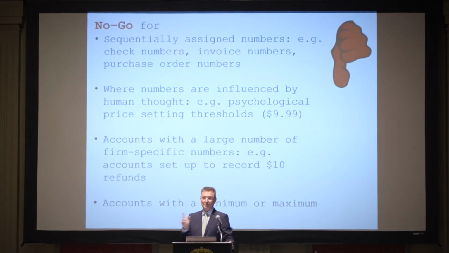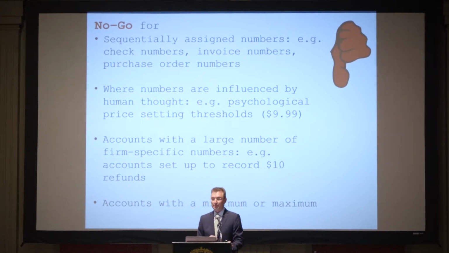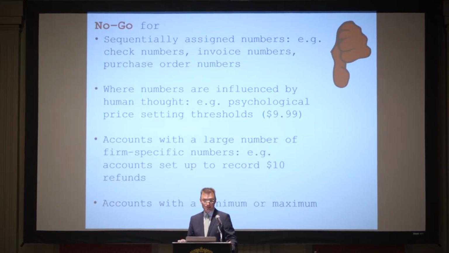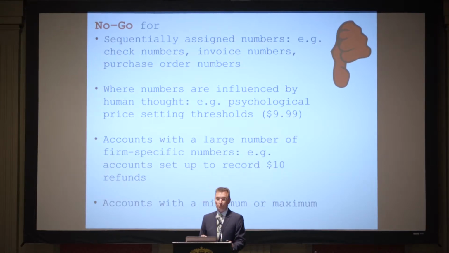Conversely, what this technique does not work well with, the types of data are sequentially assigned numbers, such as your purchase orders, your check numbers, invoice numbers, numbers that are influenced by human thoughts, like a psychological component, like it's $9.99, accounts with a large number of firm-specific numbers, such as $10 for refunds or dog licenses or marriage licenses, where it's always the same amount for each transaction, as well as accounts that are bounded by a minimum or a maximum.